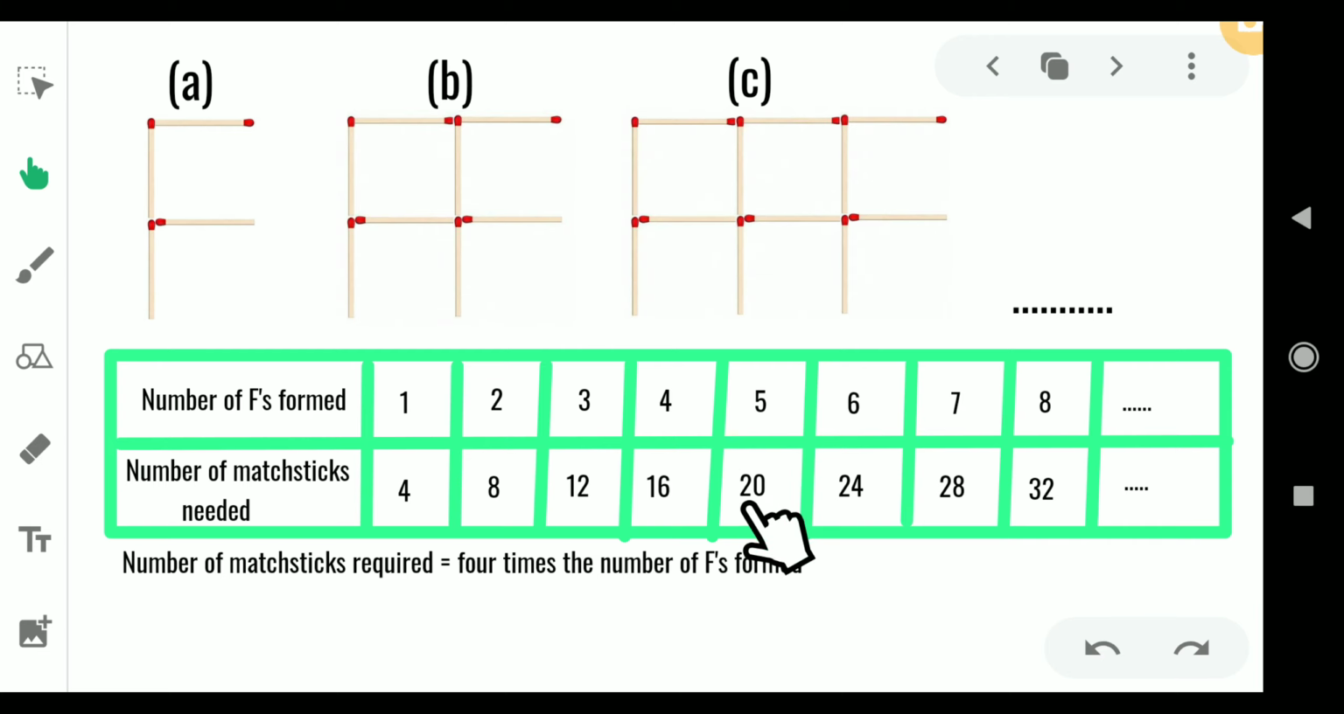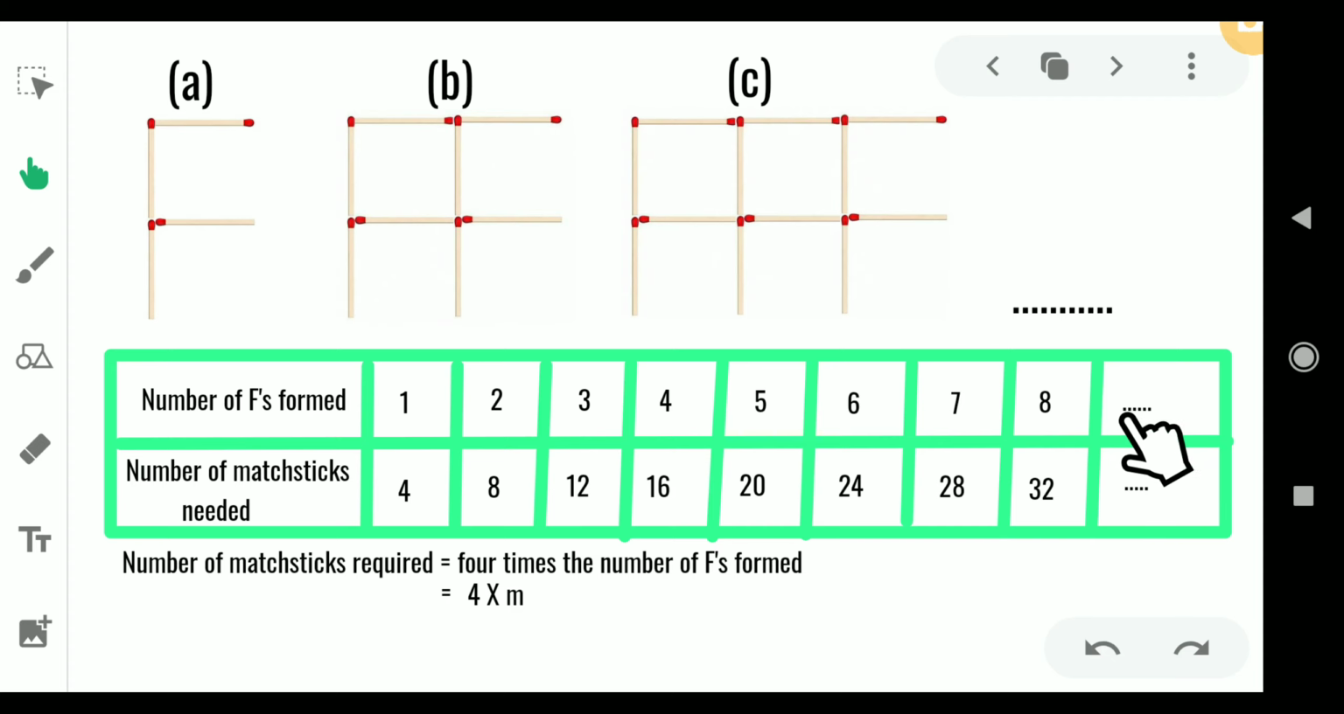Here the number of matchsticks required is 20, and it is 4 times the F's formed. How many F's are formed here? 5 F's are formed, and this 20 is 4 times this. That is why we have written this: the number of matchsticks required is always equal to 4 times the number of F's formed in this case, right? And we write this further as 4 times what? See here, as I said, how many F's are formed is unknown to us.